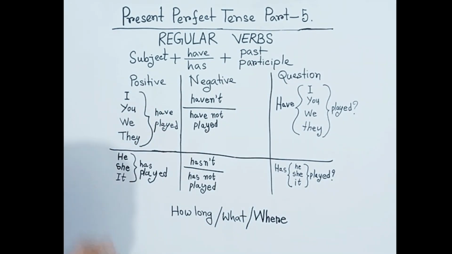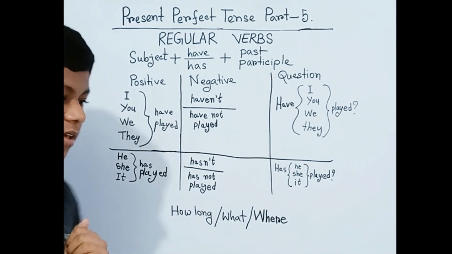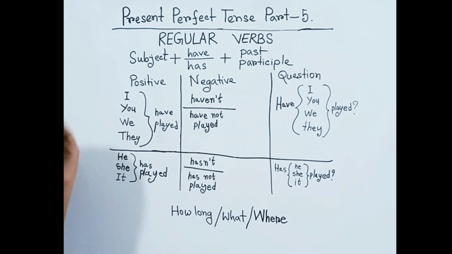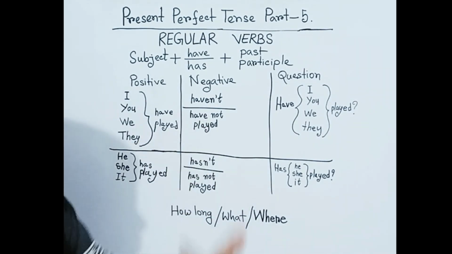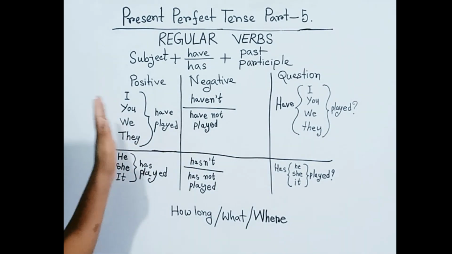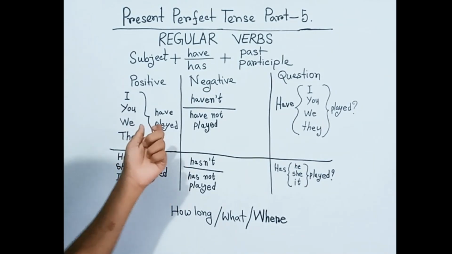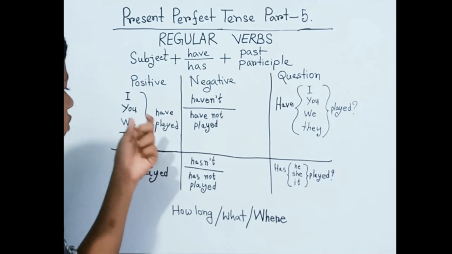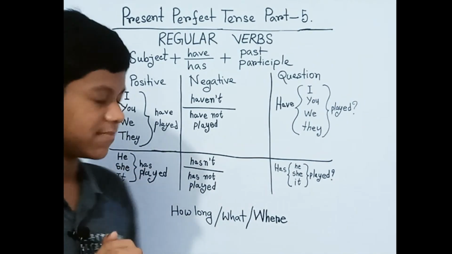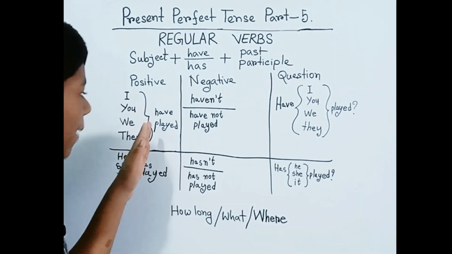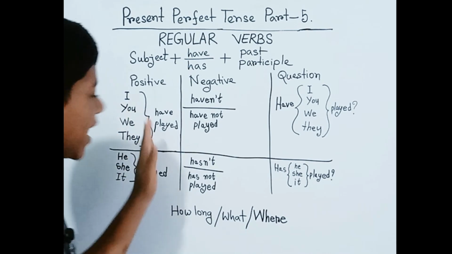So we have to focus on the positive. Have is generally used with I, you, we, they. Why? Because I is first person, you is second person, we is first person plural, and they is third person plural. I have already given you many explanations in the previous video. So at that time we generally say I have played. Here, with regular verbs, we generally add ed. I have played, you have played, we have played, they have played.